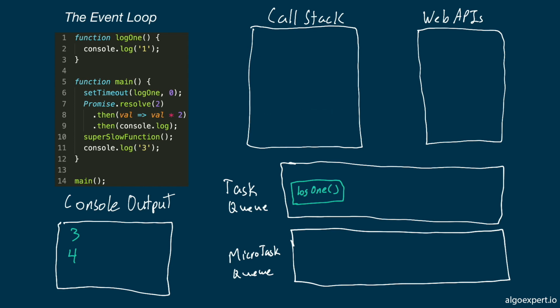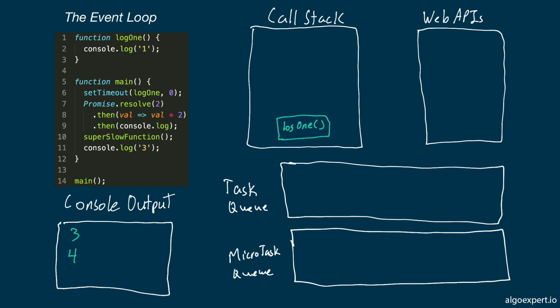Now the call stack is empty once again, and the microtask queue is also empty, so we can finally move on to the next step of the event loop. The browser would render again if it needs to. Then log1 can finally be added to the call stack from the task queue.